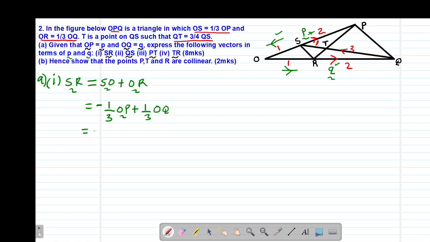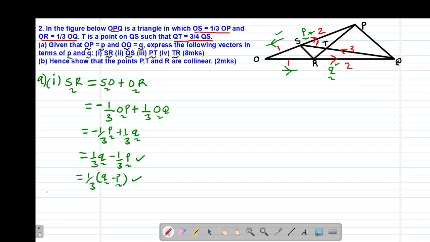So this will be equivalent to negative a third, vector OP was actually vector P. So this is a third vector P, then plus a third, OQ was actually vector Q. So this is vector Q. But it is always good to start with the positive. So I can indicate this as a third vector Q. I'm starting with the positive, then minus a third vector P. So because a third is common, you can also factor out a third so that you give it as Q, then minus P. So either this one or this, any is acceptable.